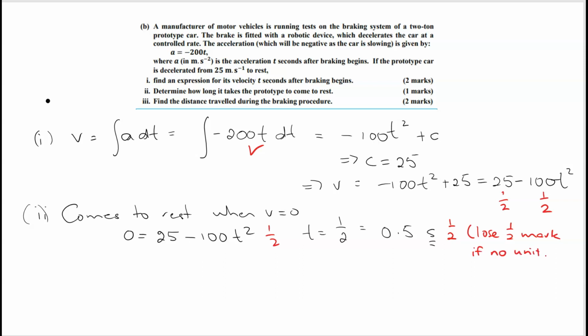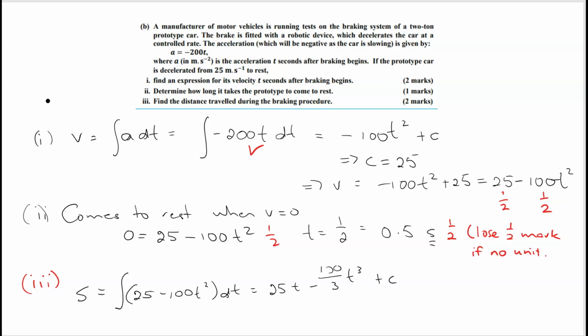Okay, number 3, part 3. You need to find the distance travelled within the braking period. Okay, so we know that it's going to take half a second to come to rest. So I'm just going to have to put in the numbers. S then is going to be the integral of the velocity function, which was 25 minus 100t squared. So 25t minus 100 over 3t cubed. And then you'd need to find c, etc., etc.